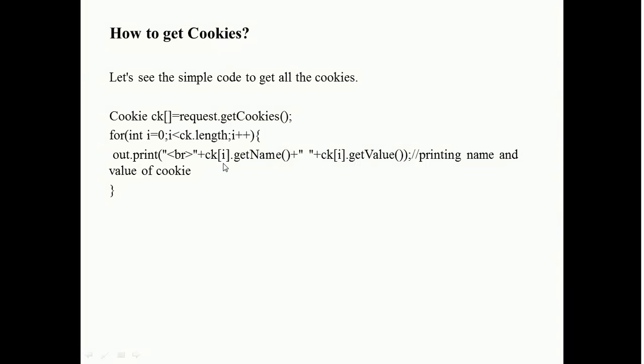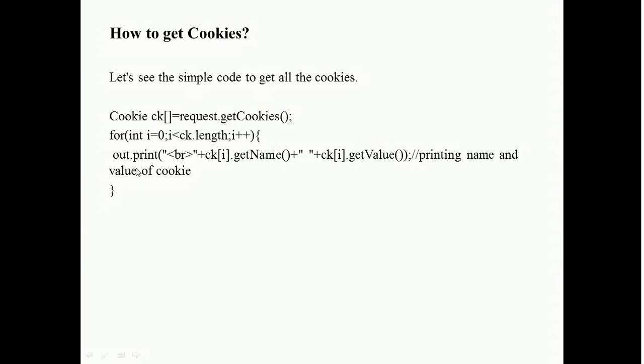Using getName we can get the name of the cookie, and using the getValue method, if you want to get or return the value of the cookie, that time the getValue method is used. So in the print statement we use the two methods getName and getValue. These two methods print the name and value of the cookies, and here we use the array. So this for loop returns all the cookies present in the browser.